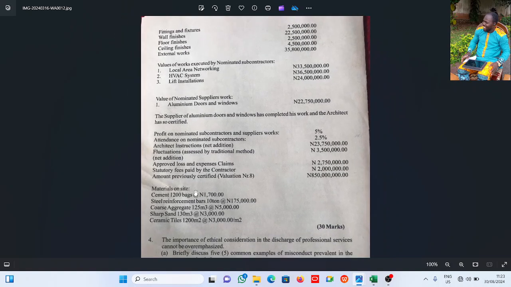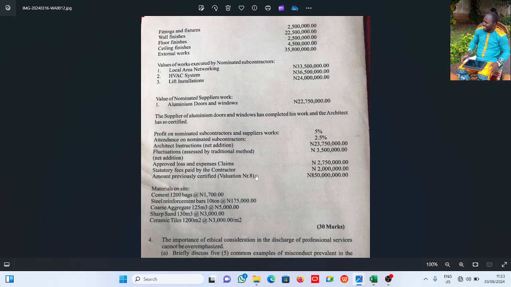And you see materials on site: cement, 1,200 bags at 1.7, steel reinforcement bars, coarse aggregate, sharp sand, and ceramic tiles. Now this is all in one question for valuation, and I know it will be very useful academically, for those preparing for professional exams, and also for those in their professional career. So we're going to see how these things are treated in valuation. Permit me, if you're hearing any noise in the background, I am in a construction site environment.